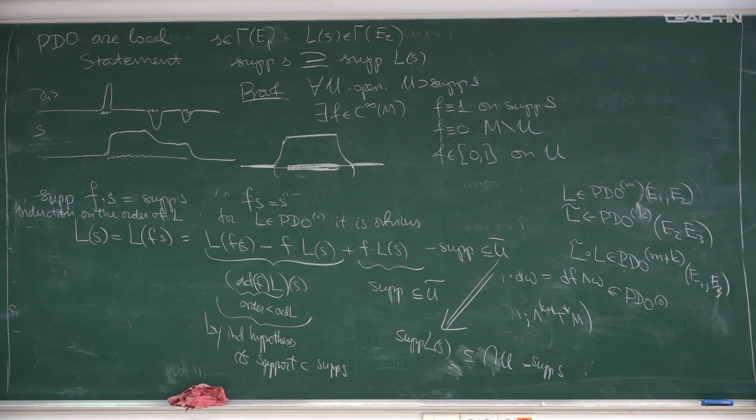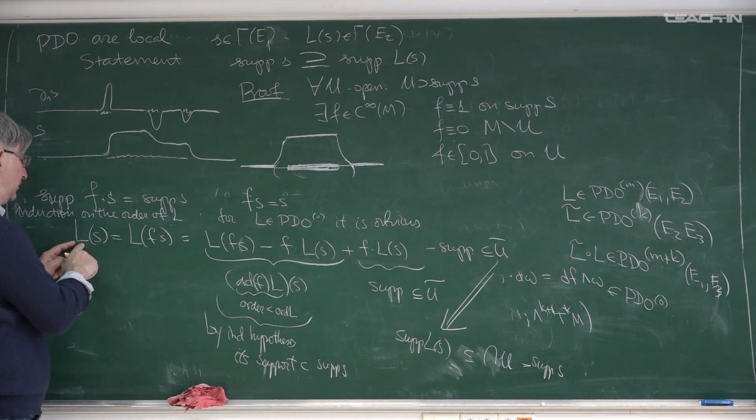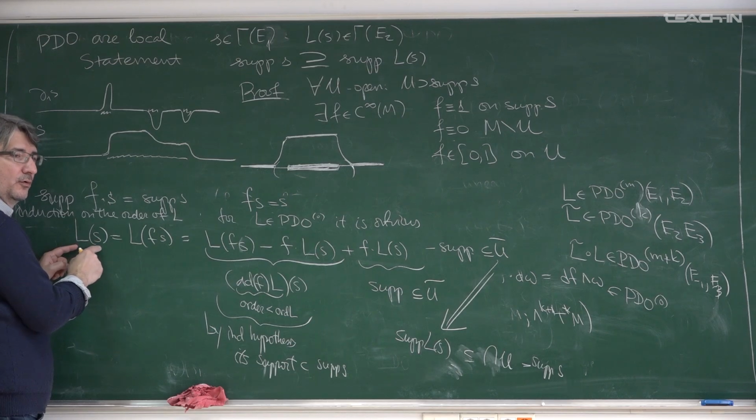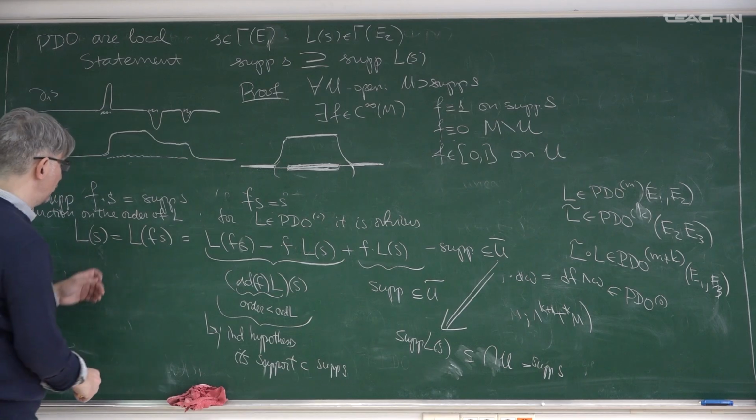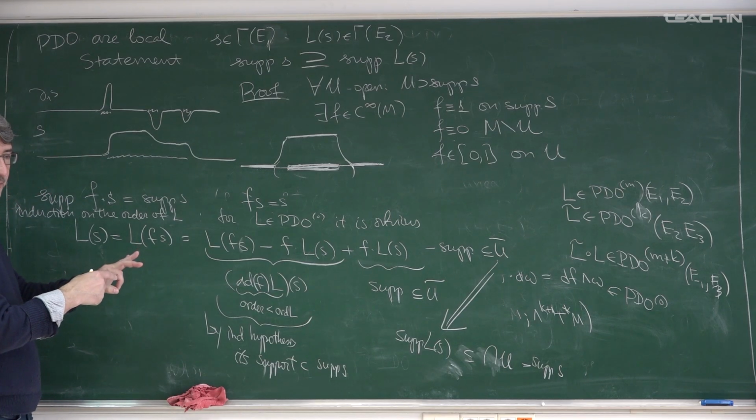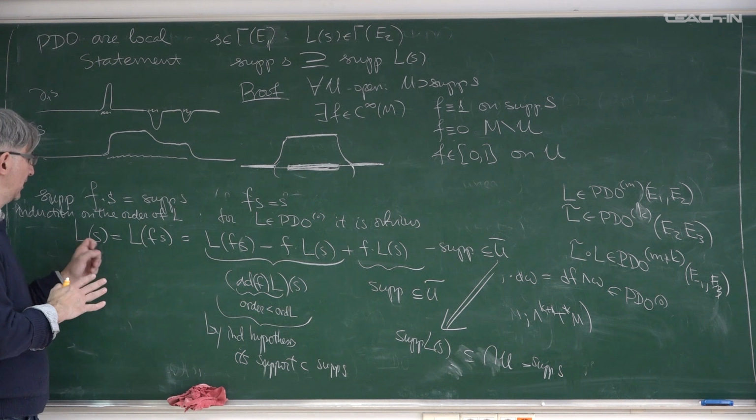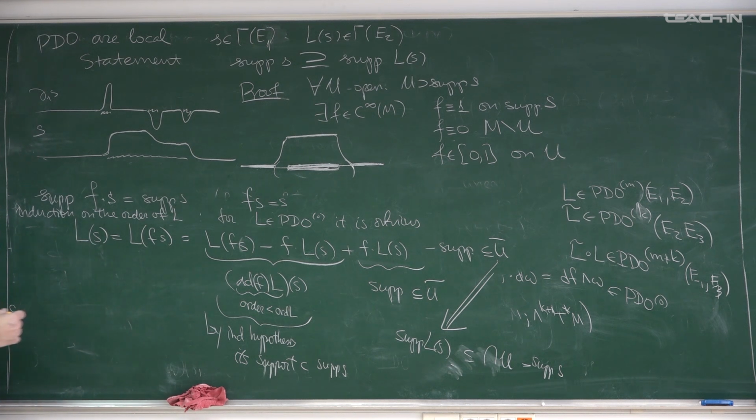Roughly speaking, it means that the value of L of S is defined by the value of S in an arbitrarily small neighborhood of the point you consider. That means local. Maybe you can say that it depends on S, its derivatives, its second derivatives, and so on. So if you have two sections which coincide in a small neighborhood of the point, then their L of S will be the same. Okay.